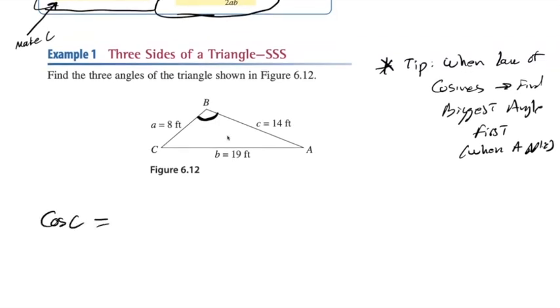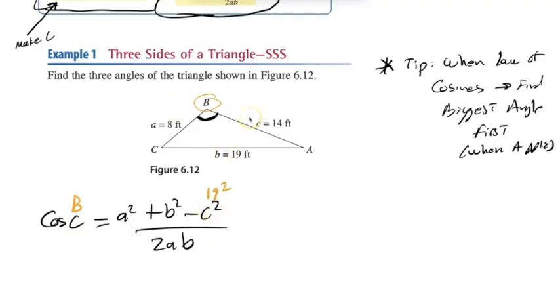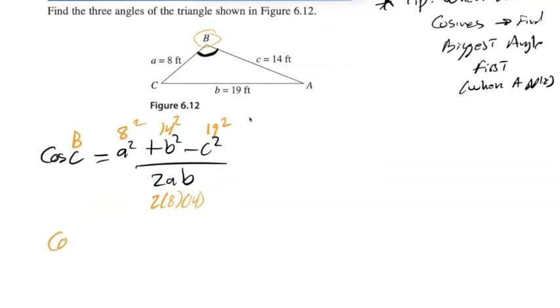Cosine C equals a squared plus b squared minus c squared over 2ab. Most times they only give you one formula. This is probably the standard formula they give you. I got to find angle B. Don't overthink it. That's the angle I'm looking for, so that goes here. That one also goes around here. Side B is 19, that goes here, 19 squared. And then the other two are A and B, doesn't matter. One's 8, one's 14, 8 squared, 14 squared, 2 times 8 and 14. Let's rewrite that. Cosine of B is equal to 8 squared plus 14 squared minus 19 squared over 2, 8, and 14.